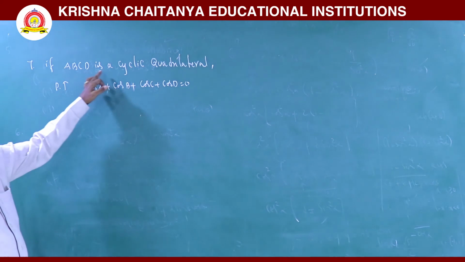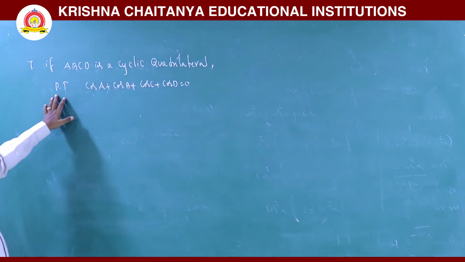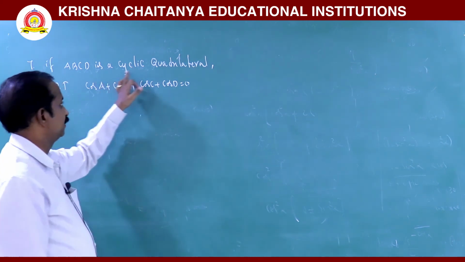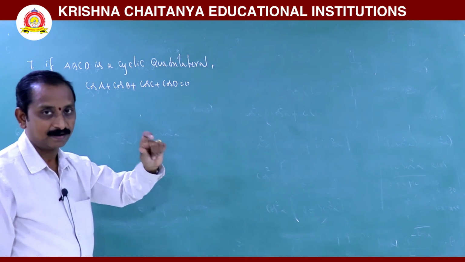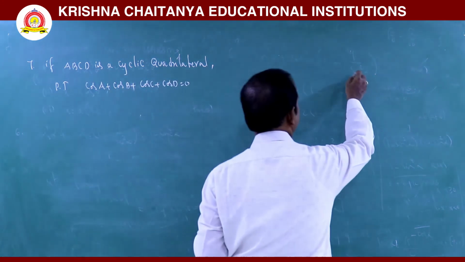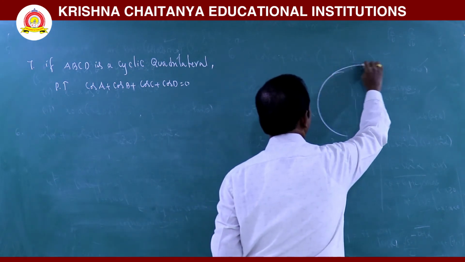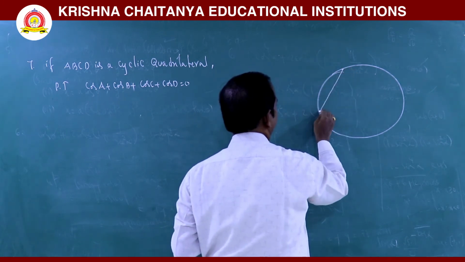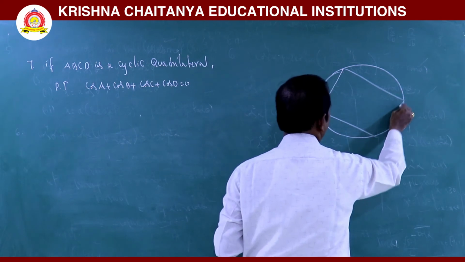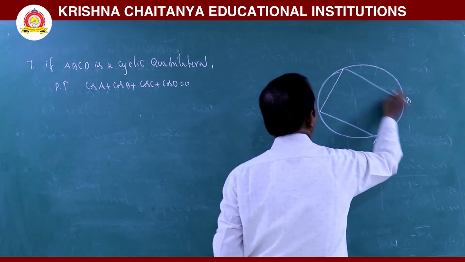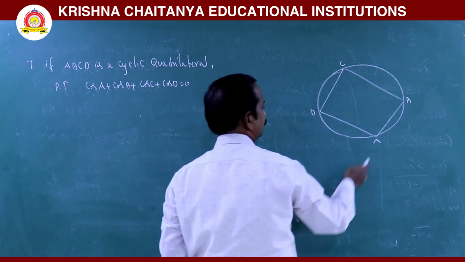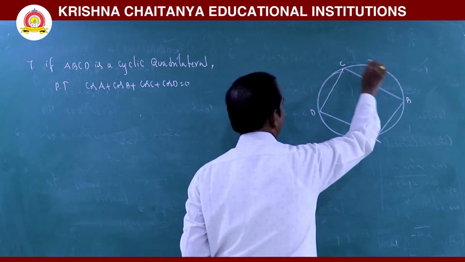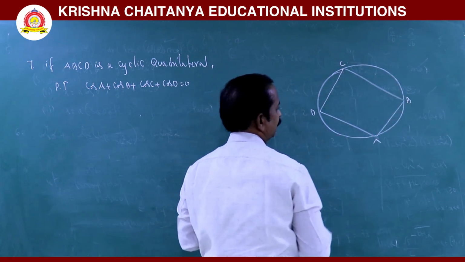If ABCD is a cyclic quadrilateral, prove that cos A plus cos B plus cos C plus cos D is equal to 0. So what is a cyclic quadrilateral? A quadrilateral whose vertices lie on the circumference of the same circle. So consider this is a circle. On this circle form a quadrilateral named A, B, C, D. We say that ABCD is a quadrilateral. Vertices of the quadrilateral lie on the same circumcircle.